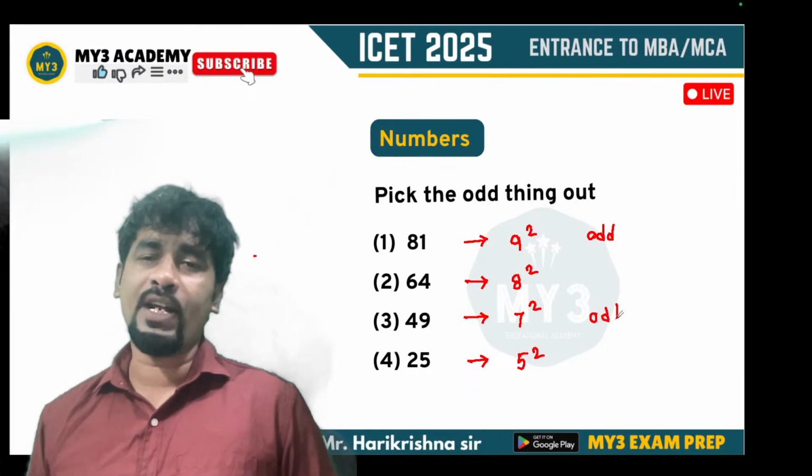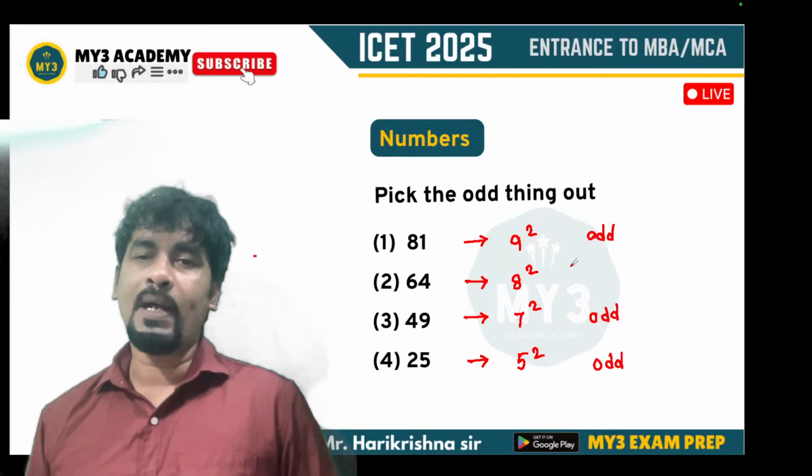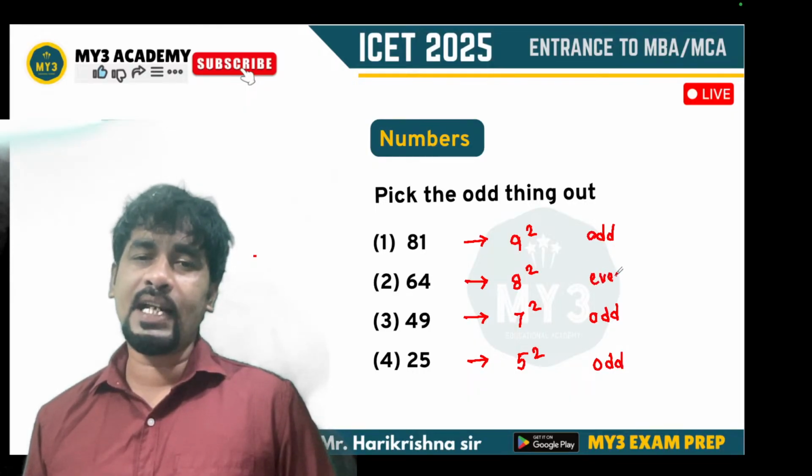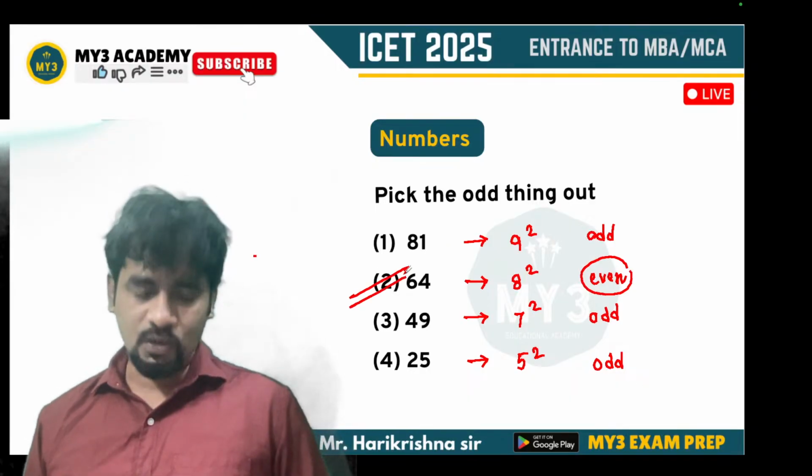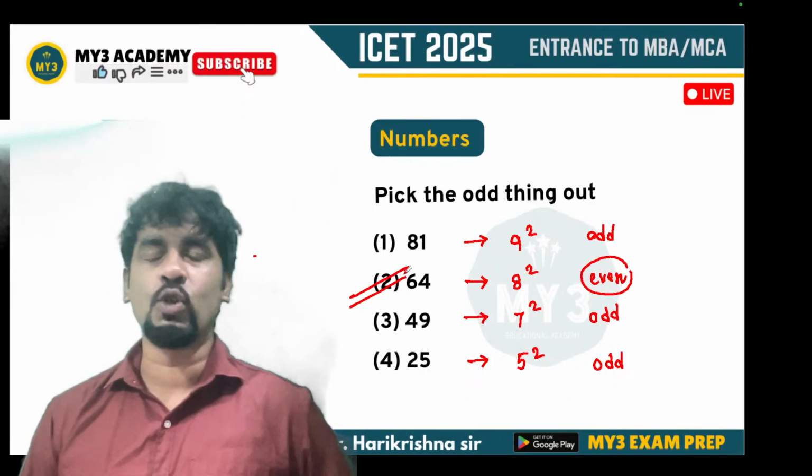7 square, 7 is an odd number. 5 square, 5 is an odd number. But look at 8, 8 is an even number square. So that is the reason you can directly say the answer is going to be 64, which is option 2.